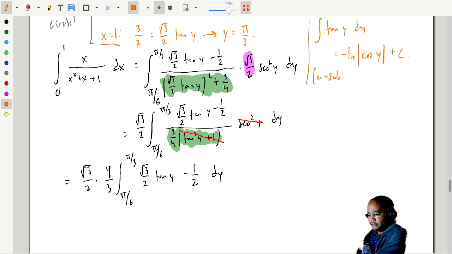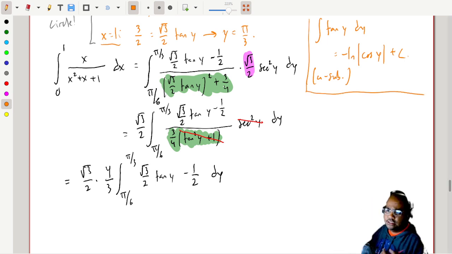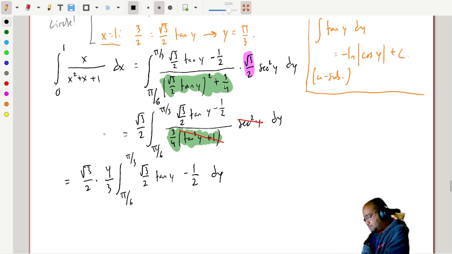Do a u sub here, okay? You're going to write tangent as sine over cosine. This is a result that's derived in a lot of texts, but you're just going to write tangent as sine over cosine, and then you use a u substitution. So I'm just going to go ahead and use that here.